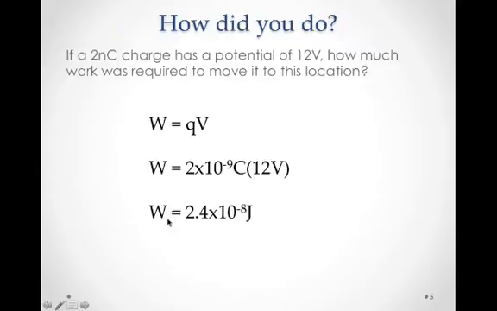So, how did you do? We have a 2 nanocoulomb charge with a potential of 12 volts. So the work is the charge times the potential. 2 nanocoulombs is the same thing as 2 times 10 to the negative 9 coulombs times 12 volts. And that ends up being 2.4 times 10 to the negative 8 joules. And that's how you can calculate the work in our electrical system here.